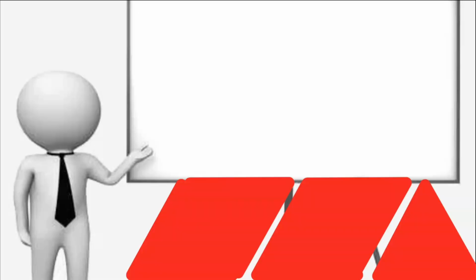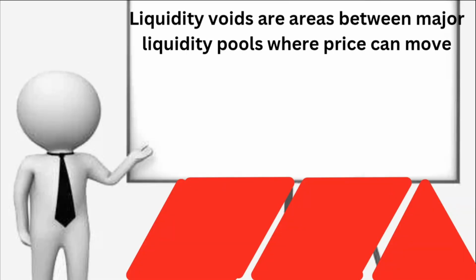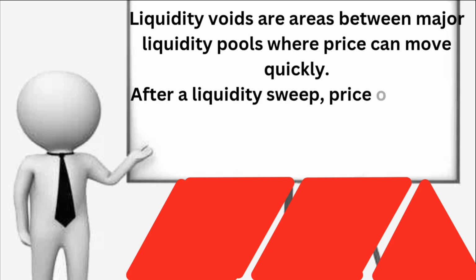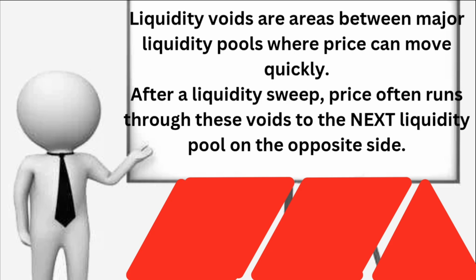Strategy 2. Look for liquidity voids. Liquidity voids are areas between major liquidity pools where price can move quickly. After a liquidity sweep, price often runs through these voids to the next liquidity pool on the opposite side.